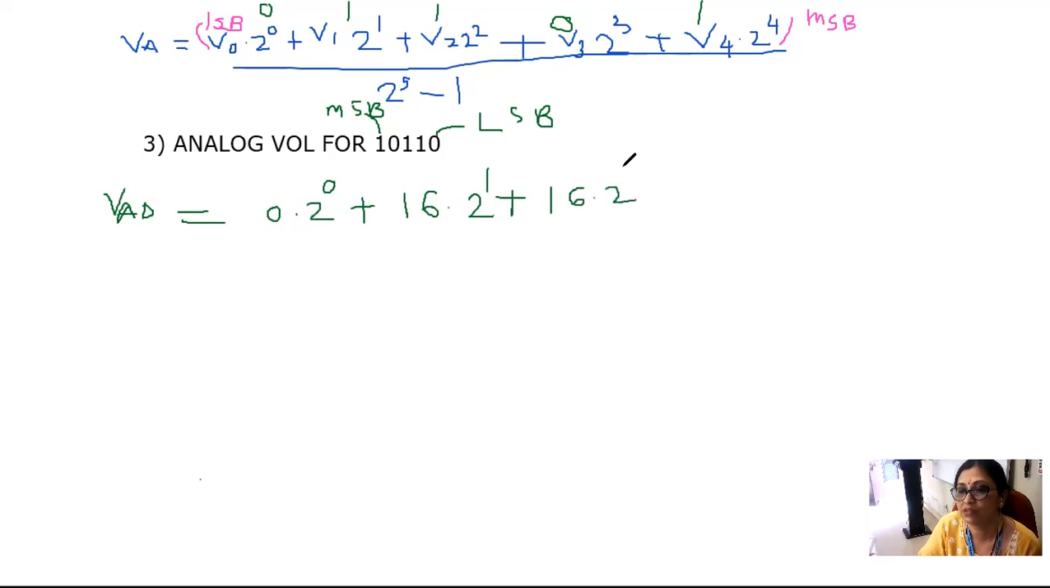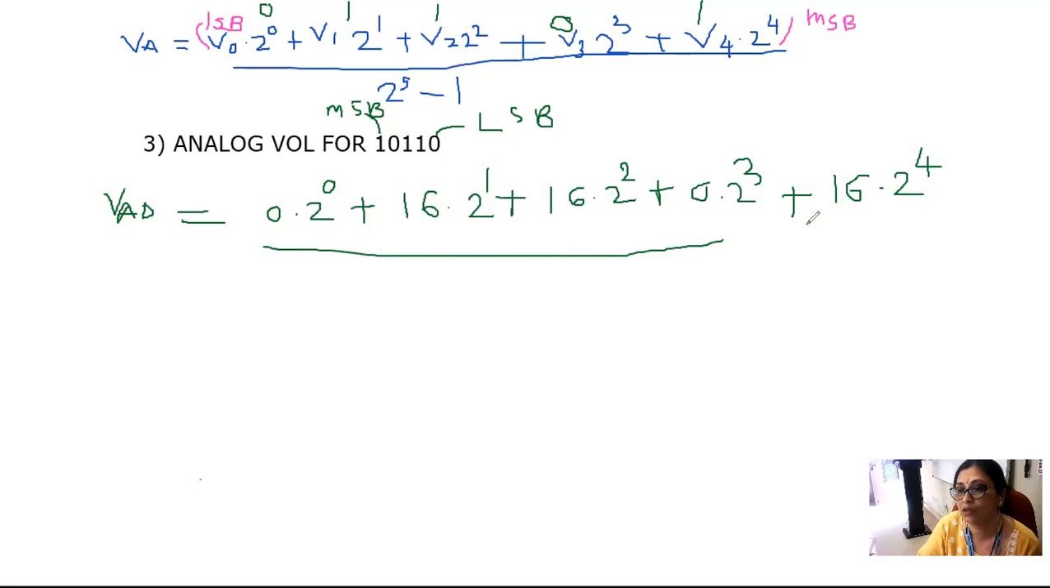16 into 2 raised to 2 plus value of V3 will be 0 because digit is 0. 0 into 2 raised to 3 plus as V4 the digit is 1, the value of V4 will be 16 and 16 into 2 raised to 4 and this whole divided by 2 raised to 5 minus 1 as usual.